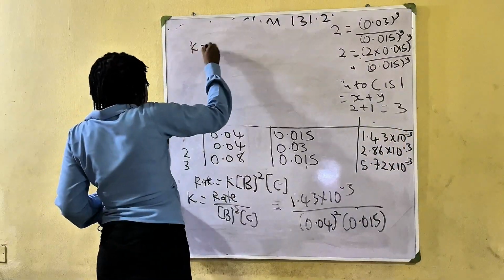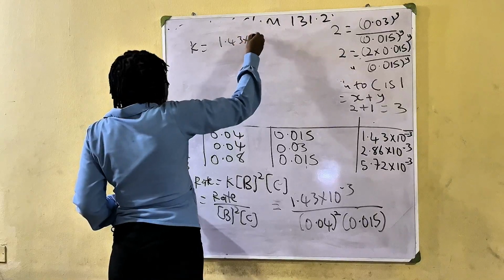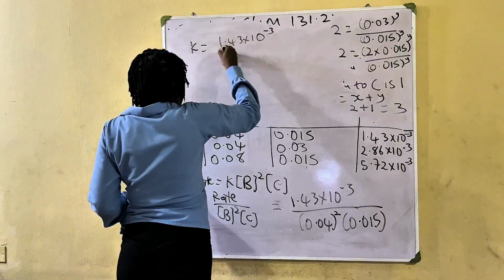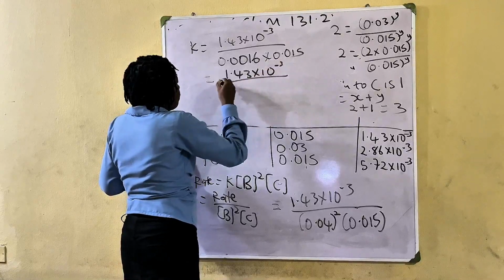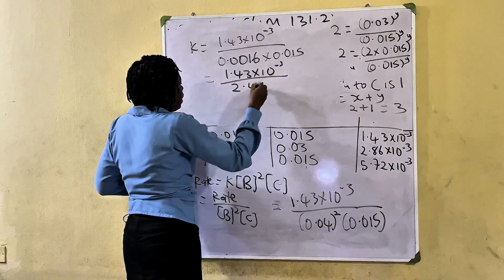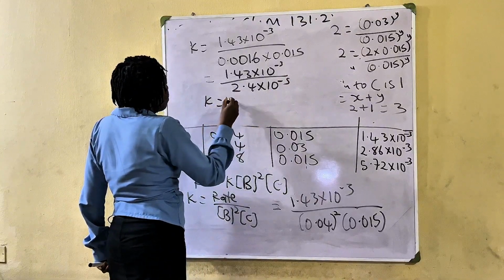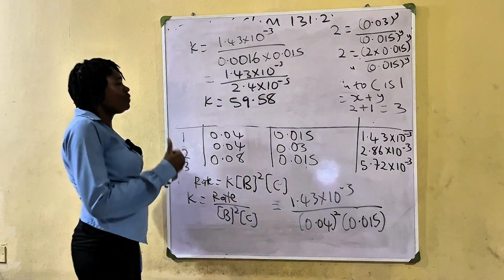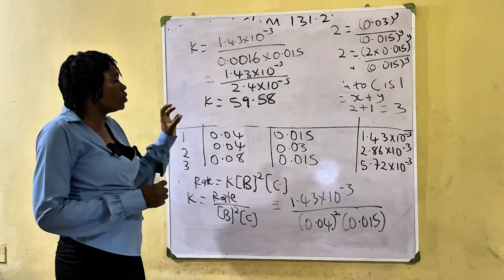So k is equals to 1.43 times 10 raised to the power minus 3 over 2.4 times 10 raised to the power minus 5. So k will be what? k is 59.58. So the issue is, what should be the unit of k?